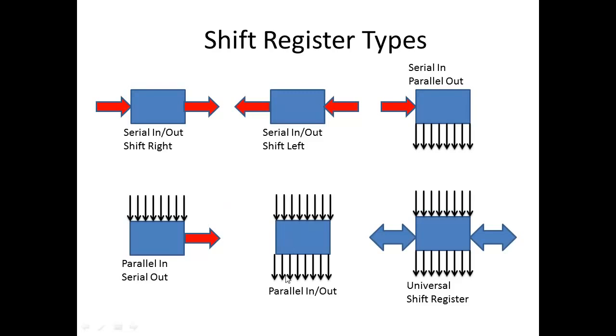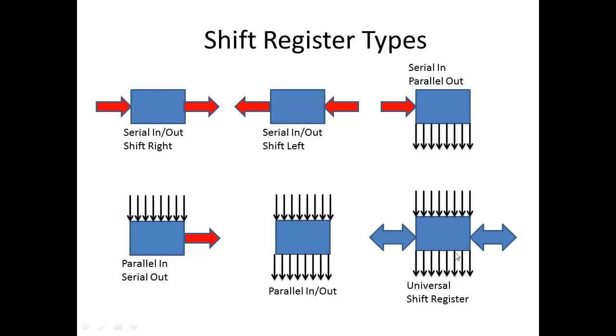The parallel in, parallel out is mostly used for storage of data. You can kind of picture this as memory banks inside your computer. You send 8 bits of data into it and it stores it until you need it. So it's a really good way to send information but buffer it between the input and output.